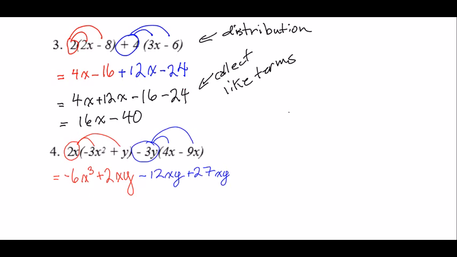So now let's see what happens. So let's collect our like terms. The first value, negative 6x cubed, is alone. There's nothing else, so we just leave it. But we have a 2xy and a minus 12xy. 2xy minus 12xy is going to be negative 10. And then negative 10 plus 27 gives us positive 17xy. And guess what? We're done.